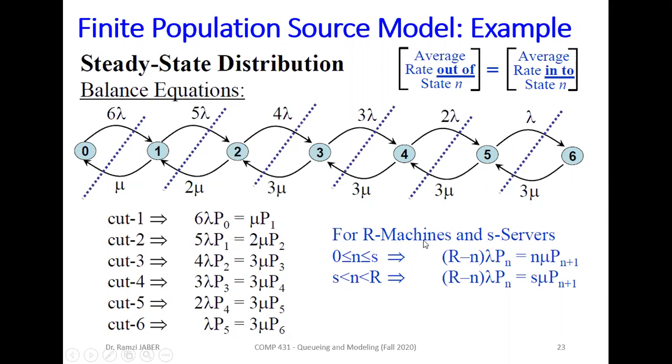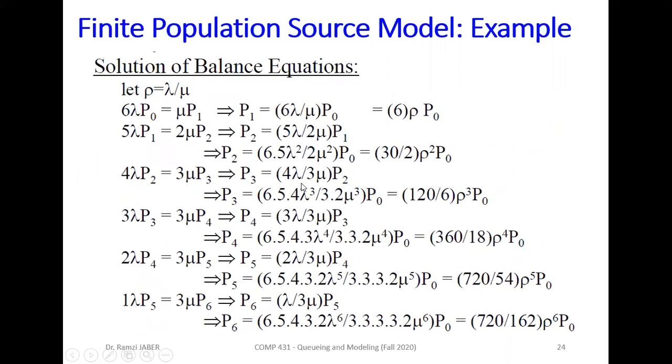So for r machines and s servers, if n is between 0 and s, the general equation will be (r minus n) lambda Pn equals (n plus 1) mu Pn plus 1. For n between s and r, the same here: (r minus n) lambda Pn equals s mu Pn plus 1. Okay? This is the balance equations to get these values. This is our solution to get these values.